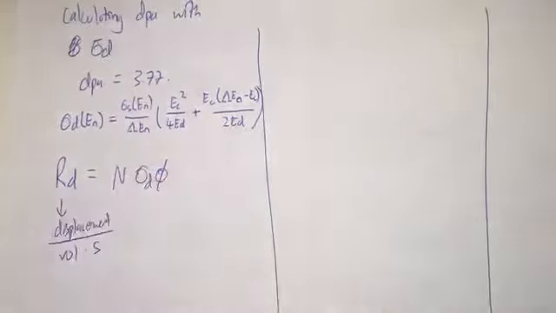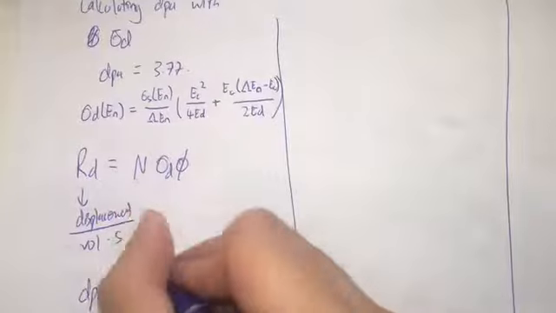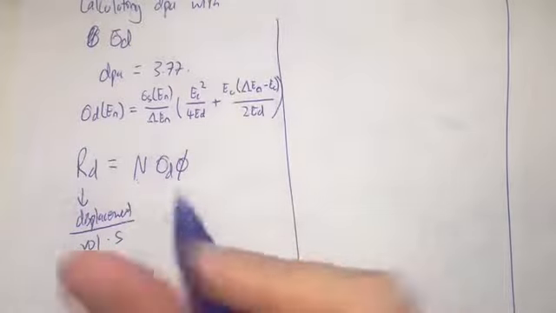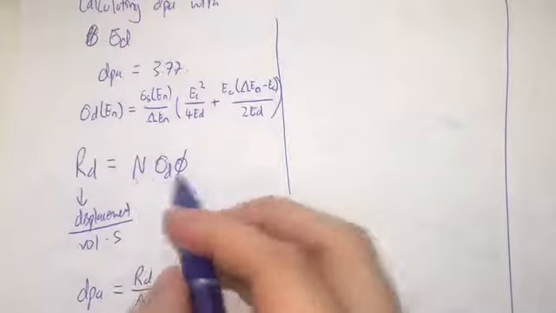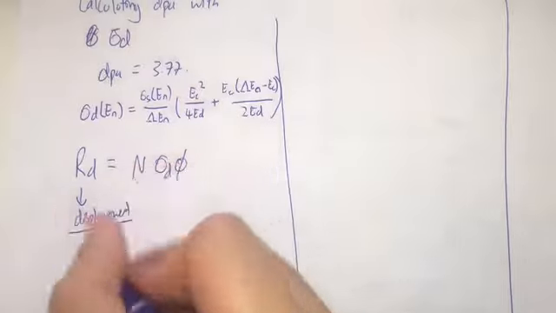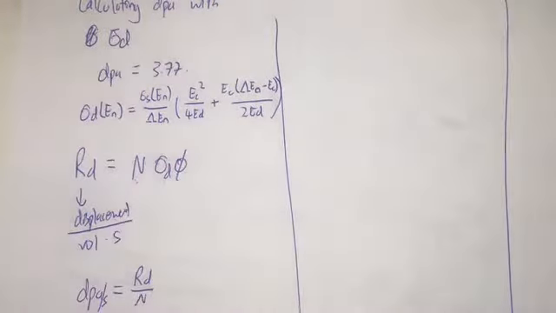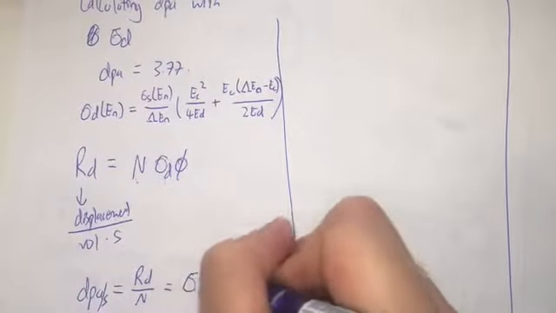And if you want to have a DPA, all we need is RD over N. So we have a displacement per volume per second, and then we'll have divided by the atomic number density. So this will give us the DPA per second equals sigma d times phi.